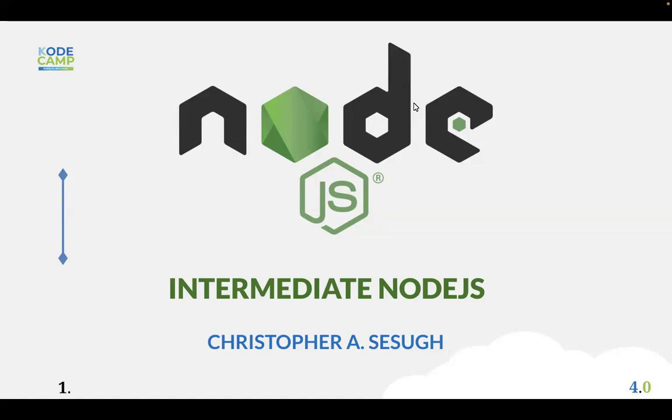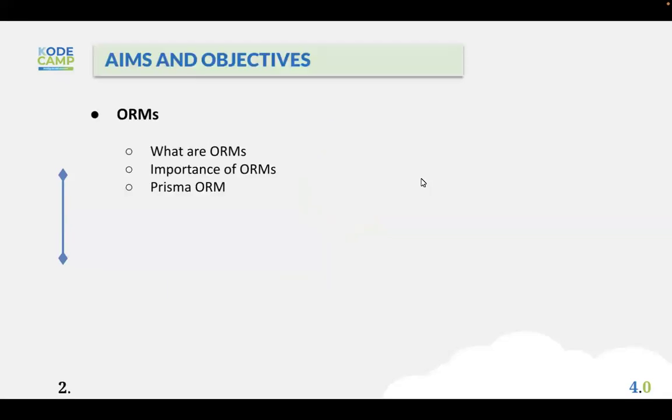So in today's class, we will introduce Prisma. We'll learn about ORMs and then introduce Prisma ORM. Okay, so what are ORMs? We also learn about the importance of ORMs and then Prisma ORM. So ORM simply stands for Object Relational Mapper.